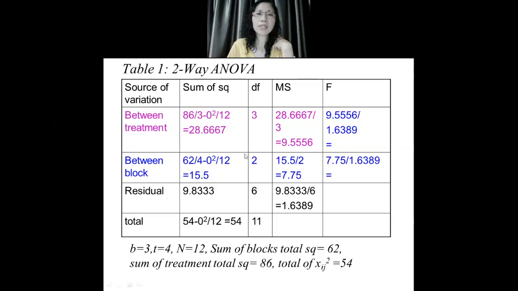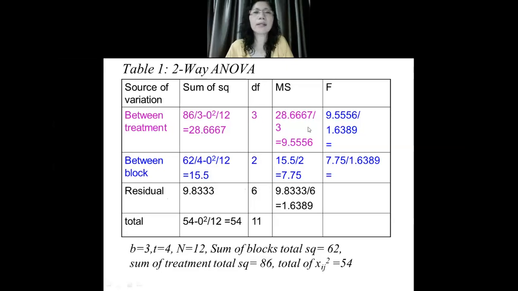The degree of freedom: there are 4 treatments, so the degree of freedom is 4 minus 1, which is 3. There are 3 days, so 3 minus 1 is 2. And the total, there are 12 observations, 12 minus 1 is 11. So to get the degree of freedom for the error or residual, 11 minus 3 minus 2 gives you 6.